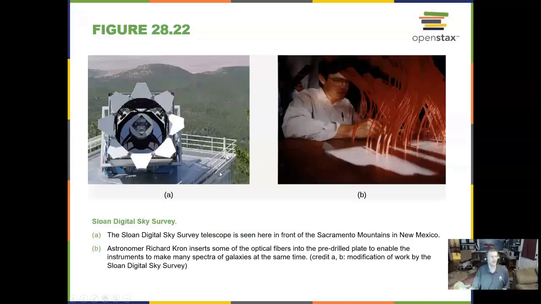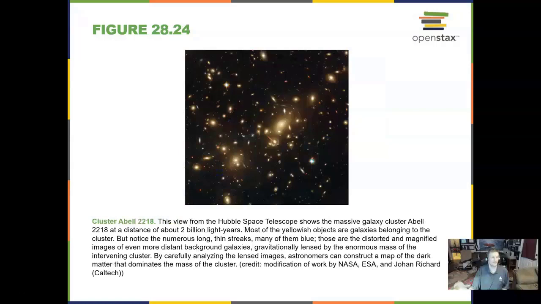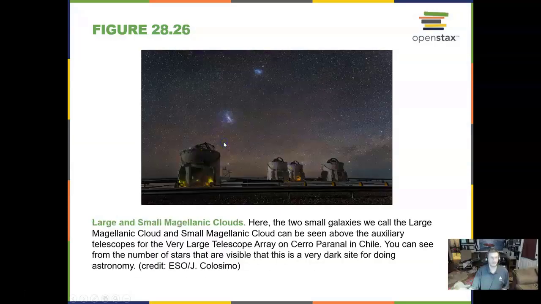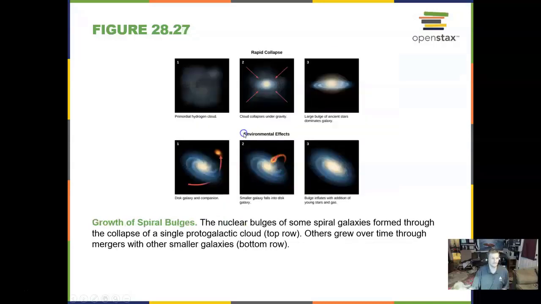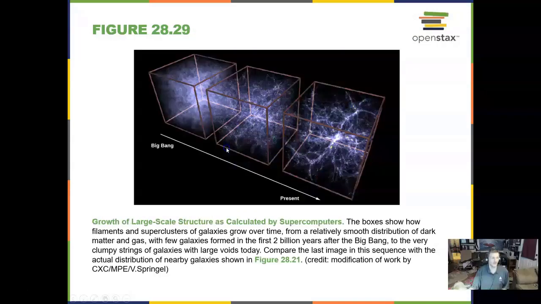Here is the Sloan Digital Sky Survey. Really neat, highly automated instrument. Here's some more gravitational lensing with clusters of galaxies. X-ray imager one. The large and small Magellanic Clouds, we have seen these a lot, and they are in the southern hemisphere. We can see merging clusters and merging galaxies in clusters far, far away.